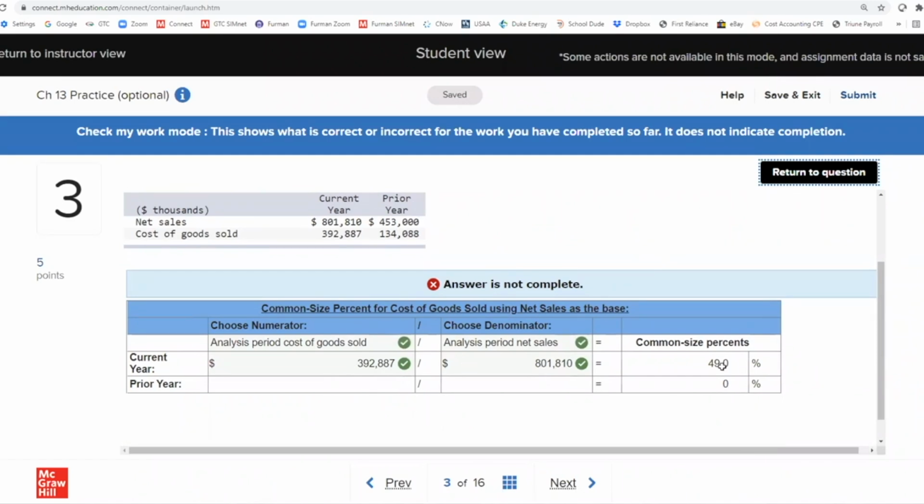So yeah, our cost of goods sold is basically half of our sales. And again, what that means is, we earned $801,810 selling things to our customers. But half of that is just what it cost us to buy the stuff. What do we have to work with here? 51%, right? And the rest of that has to go to paying the other expenses, right?